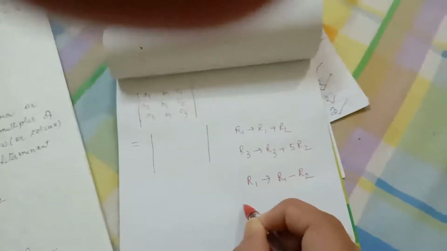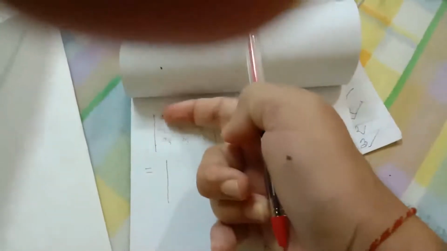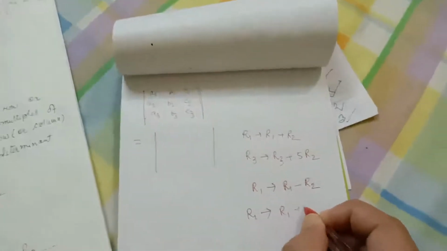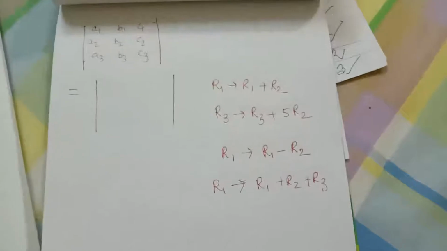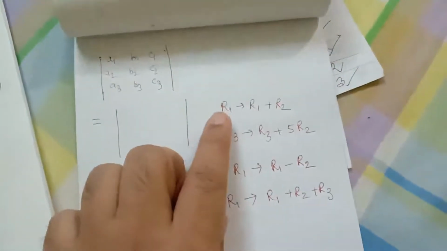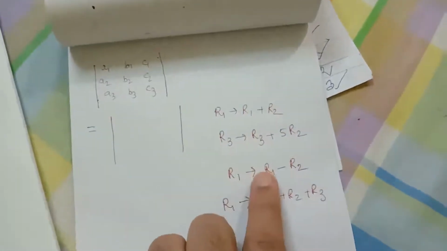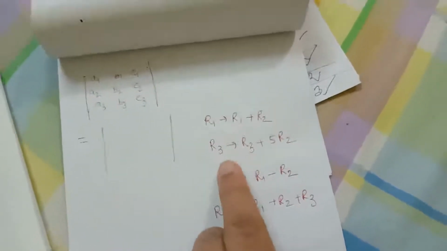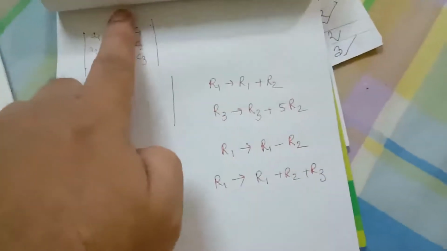With the elements of any row, say R1, we can add all the 3 rows, R1 plus R2 plus R3. So anything we can do, we can replace R1 by R1 plus R2. With R1 we can add another row, from R1 we can subtract another row, with R3 say R2, with any row we can add a multiple of another row, we can add any 3 rows.